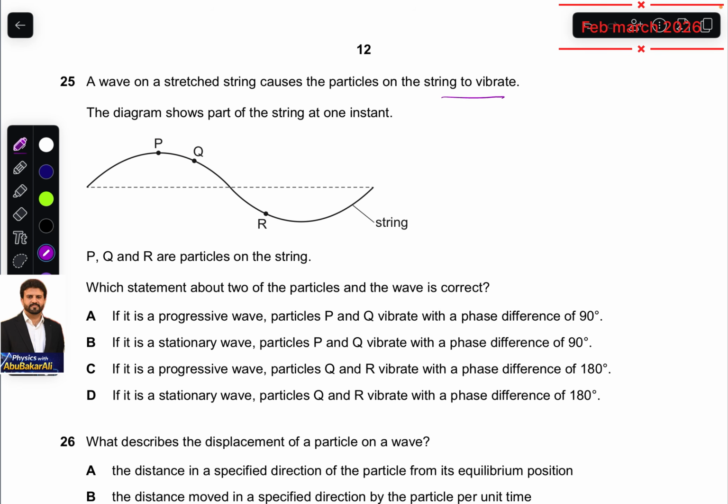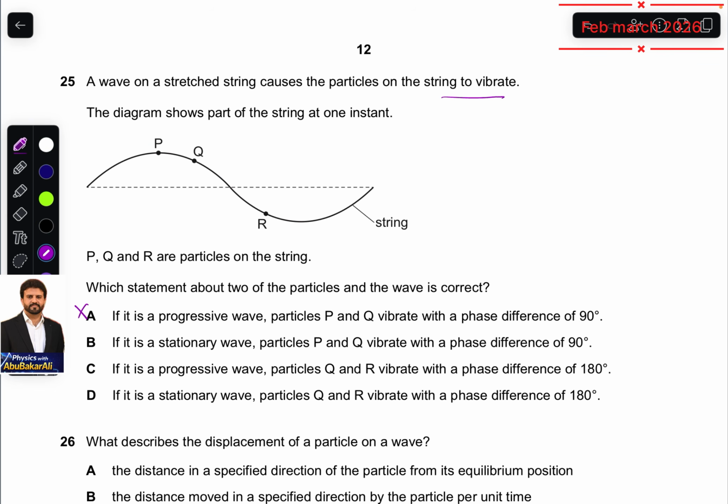The diagram shows the part of the string at one instant, P, Q, R of the particles on the string. Which statement about two of the particles and the wave is correct? If it is a progressive wave, P and Q vibrate with a phase difference of 90. No. If this is a progressive wave, this point and this point will be at a phase difference of 90. Q will be at less than 90. Okay, so this is not correct.